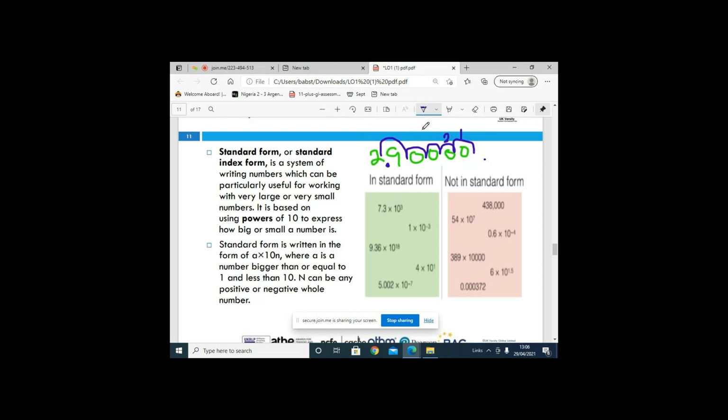So how many loops here that counts? 1, 2, 3, 4, 5. How many is it? 5. So the answer is going to be what? It's going to be 2.9 times 10 to the power of 5. That's the answer. Can you see? It's 2.9 times 10 to the power of what? 5. You stop at 2.9. You put 2.9. That's the number. Then times 10 to the power of how many loops you did.